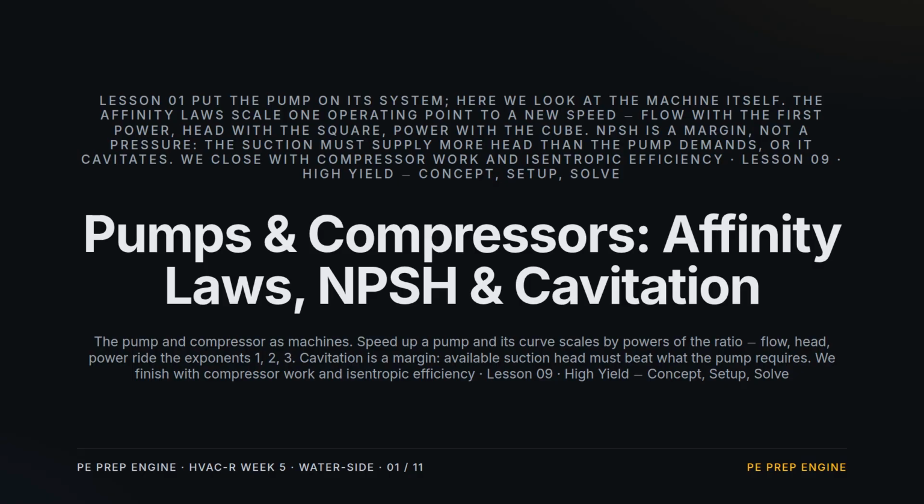Week 5, Lesson 9, Pumps and Compressors as Machines. Lesson 1, put the pump on its system. Here we look at the machine itself, the affinity laws that scale a pump when you change its speed, the net positive suction head margin that keeps it out of cavitation, and the work and isentropic efficiency of a compressor. For pump fundamentals, the thermal fluids course Week 4 is the primer.